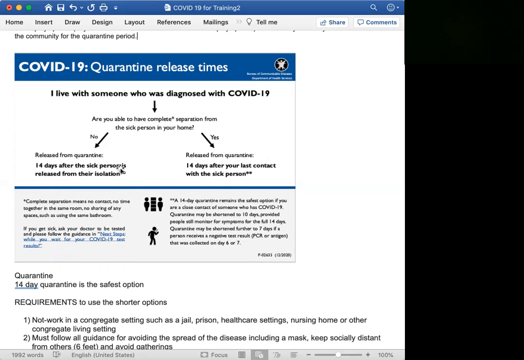So your last day of exposure is day 0, and then you can count from there for your quarantine period. If you're able to separate out, then you can count your 14 days starting at that point.